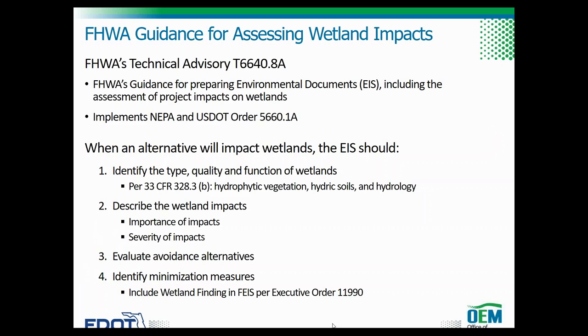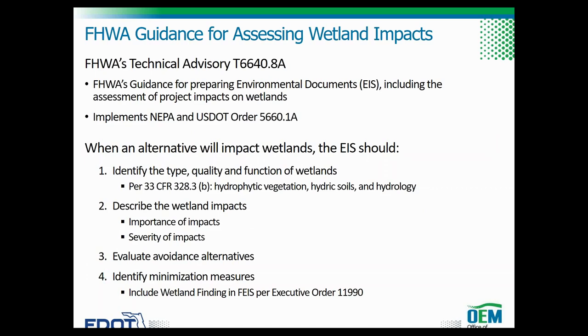FHWA issued Technical Advisory T6640.8A to fulfill the requirements of USDOT Order 5660.1A. FHWA's Technical Advisory provides guidance on the preparation of environmental documents, including the assessment of project impacts on wetlands. The advisory stipulates that the environmental document for an environmental impact statement, or EIS, or an environmental assessment called an EA, where wetland impacts may be significant, should identify the type, quality, and function of wetlands involved.